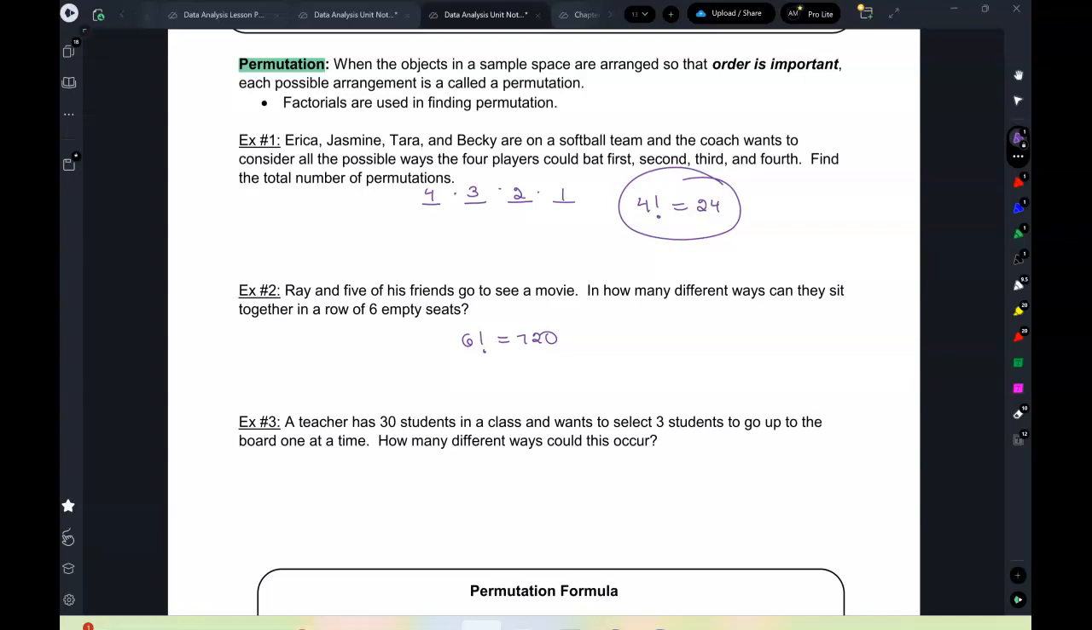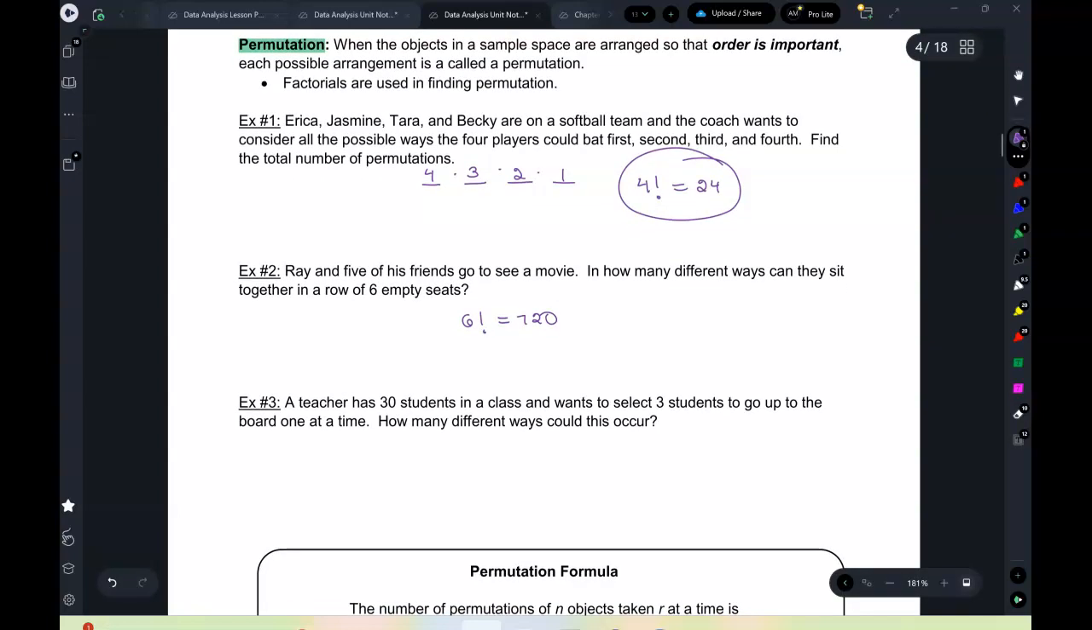Okay? Yeah. If it was like Ray and 2 of his friends, then it would be 3 factorial. But it's still in 6 seats. Oh, no, then there wouldn't be 6 seats. Okay, so 3 people are going to occupy 6 seats. That won't be a permutation. That's a combination, which we'll learn later, because the empty ones are repeats, right? So, by the way, here is 6 factorial, right?